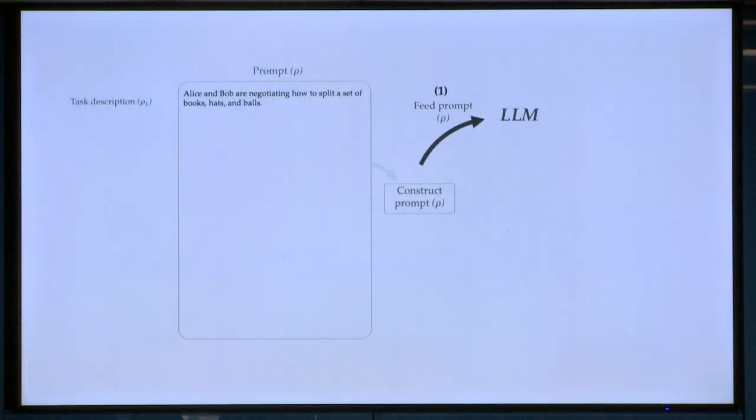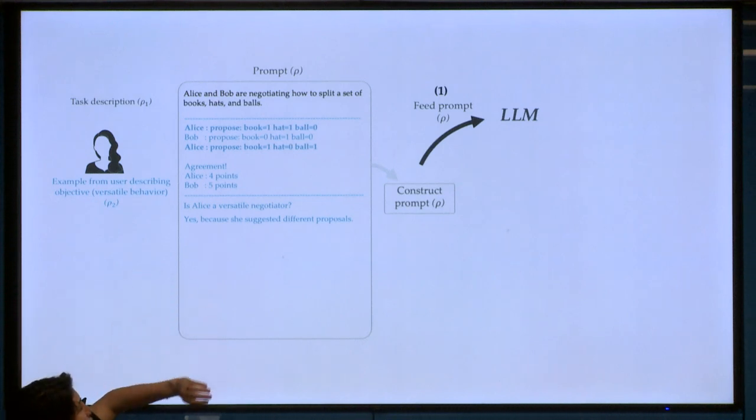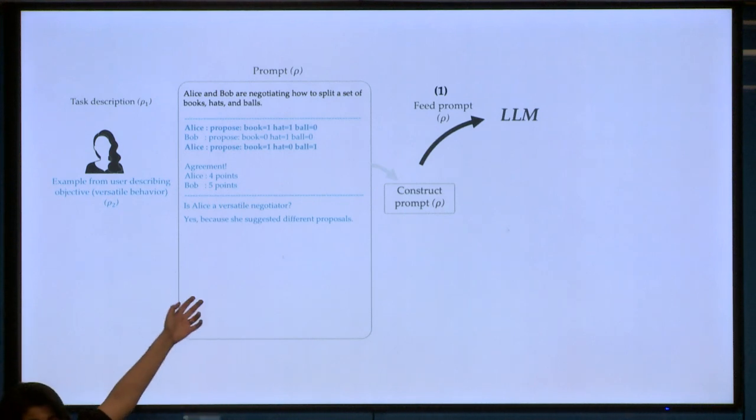Let me just show you how the setup works. We're going to start with a prompt that goes to a large language model. The prompt starts with a task description: Alice and Bob are negotiating how to split a set of books, hats, and balls. Then I'm going to give an example of the behavior that I'm after, showing what Alice would do, what Bob does, and what Alice does. In this case, you're looking at versatility. So I'm going to ask, is Alice a versatile negotiator? And then I'm going to answer yes, because she suggested different proposals. It is actually important to put that in the prompt. You have to provide the reasoning of why it is a versatile negotiator.